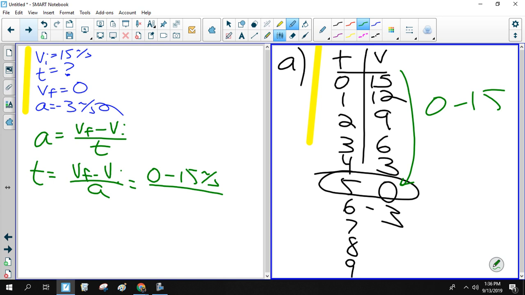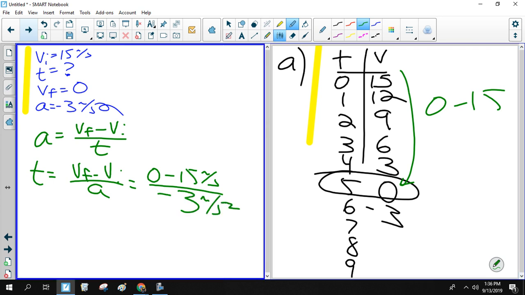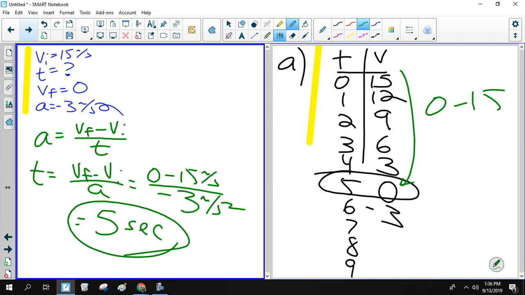And I want to know how long that's going to take. Well, how much does it change every second? 3. It goes down by 3. Right? So I'm taking the change of 15 and dividing it and counting how many chunks of 3 there are to find out it takes 5 seconds. So there's my time. Does that make sense, you guys?